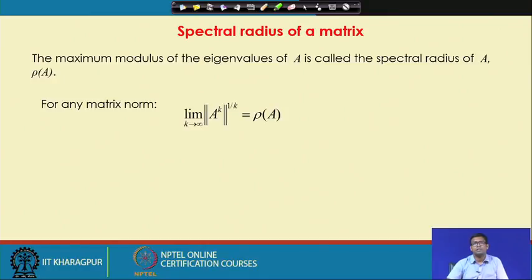So, take any matrix raised to a high power, then take the matrix norm, and then take the root of that matrix norm, with the root being the power it was raised to. The limit is the spectral radius, or the largest eigenvalue of A. This is the definition.